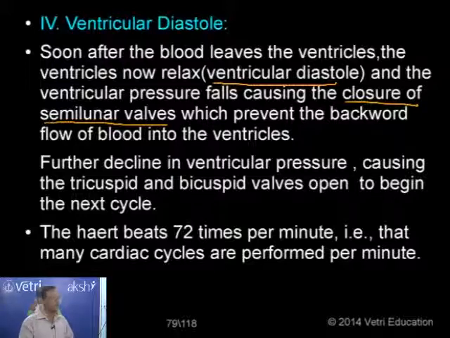So the heart is beating nearly 72 times per minute. Accordingly, we have nearly 72 cardiac cycles. So I mentioned we have many cardiac cycles in a minute. The number of cardiac cycles normally corresponds to the number of heartbeats, because we have 72 per minute. The cardiac cycles are also more or less equal to the number of beats.